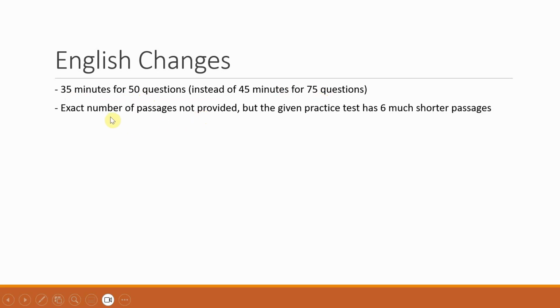They did not tell us the exact number of passages, but the practice test that they gave has 6 much shorter passages. Timing-wise, backing up, how was that broken down? 4 of those passages had 10 questions, 2 of them had 5. I don't know if it's always going to be in this layout, or if maybe they'll have some versions with 5 passages of 10 questions each.